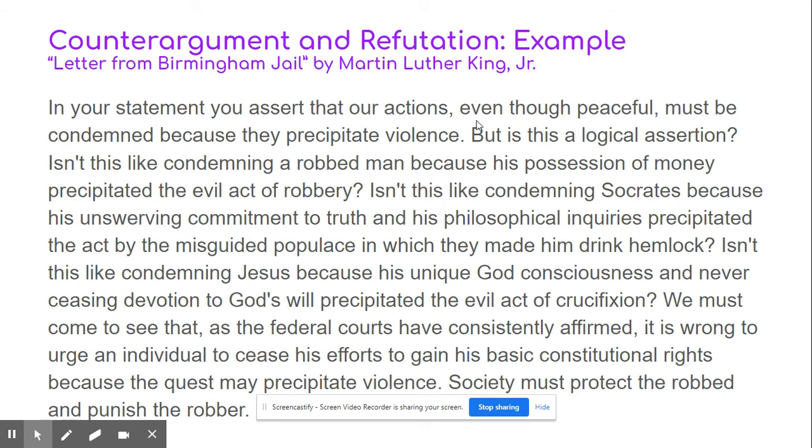So King uses an interesting technique in his refutation by asking a series of questions. And within those questions, he brings up sort of obvious examples about why the clergymen's assertion that a peaceful protest precipitates violence is incorrect, to blame those who protest. So within the questions, he brings up the examples of Socrates and Jesus, but ultimately he's refuting their claim. So that's a good example of counterargument and refutation.